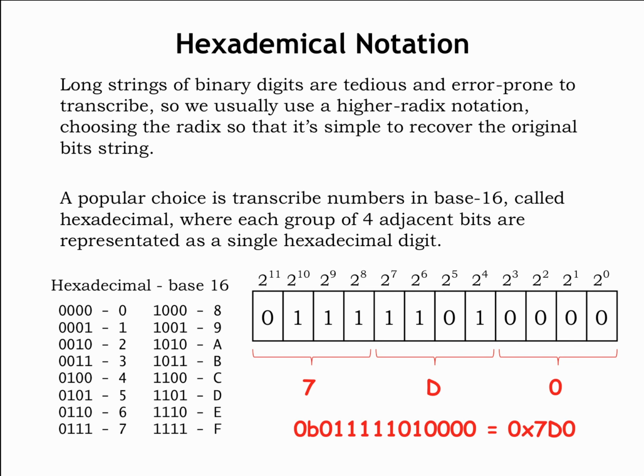To prevent any confusion, we'll use a special prefix 0x to indicate when a number is being shown in hex, so we'd write 0x7D0 as the hex representation for the binary number 0111, 1101, 0000. This notation convention is used by many programming languages for entering binary strings.